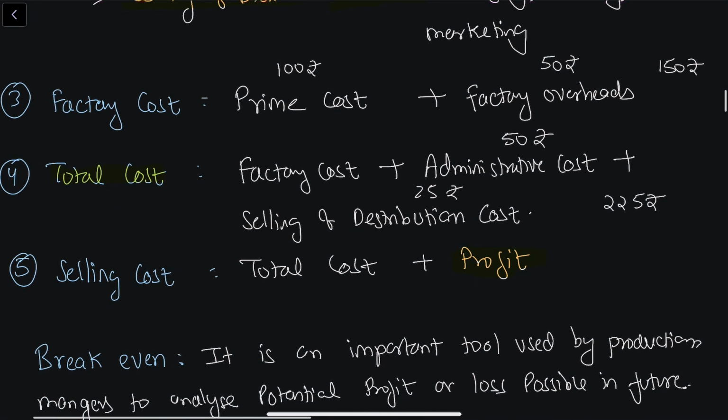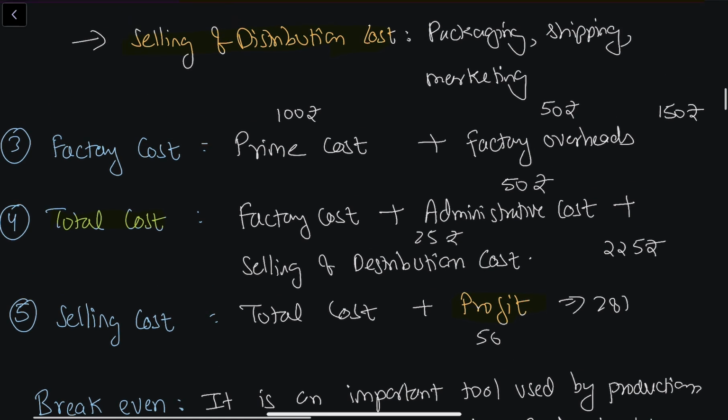right? And let's suppose I'm putting a margin of 10% or 20%, whatever I'm taking, I will put it on my total cost. That's the whole idea. So if I take a 25% margin, then my profit will be 56 something, and the selling price of the product will be 281 rupees.